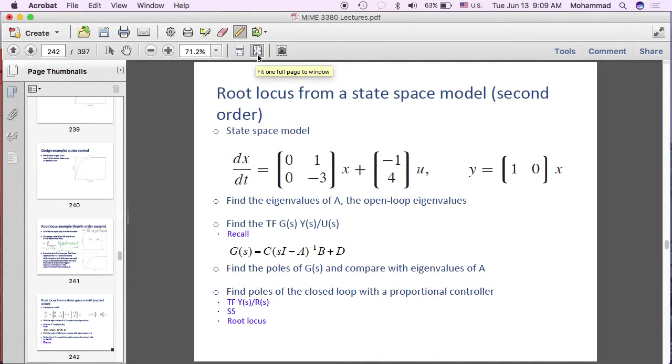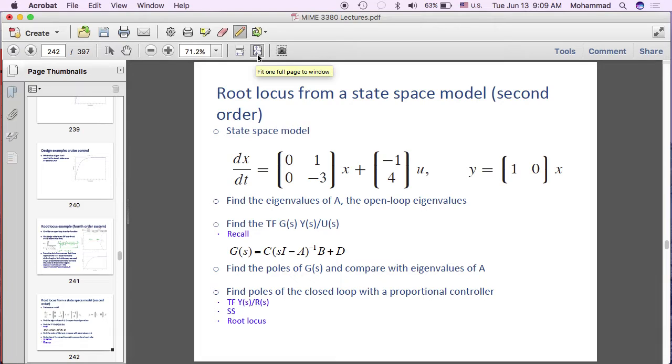Okay, so far we've been focusing on starting from a transfer function and staying at transfer function. This is our next example. So this is a second order system where we have a state space model. So the A matrix is [0, 1; 0, -3]. B matrix is [-1; 4]. And C matrix is [1, 0].